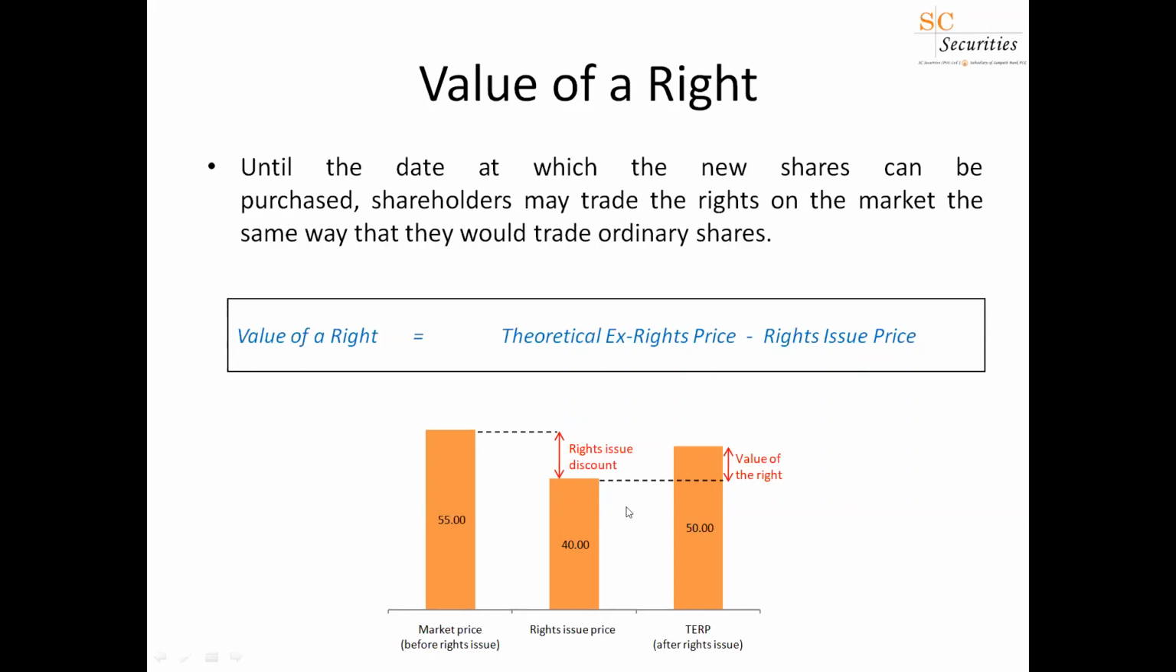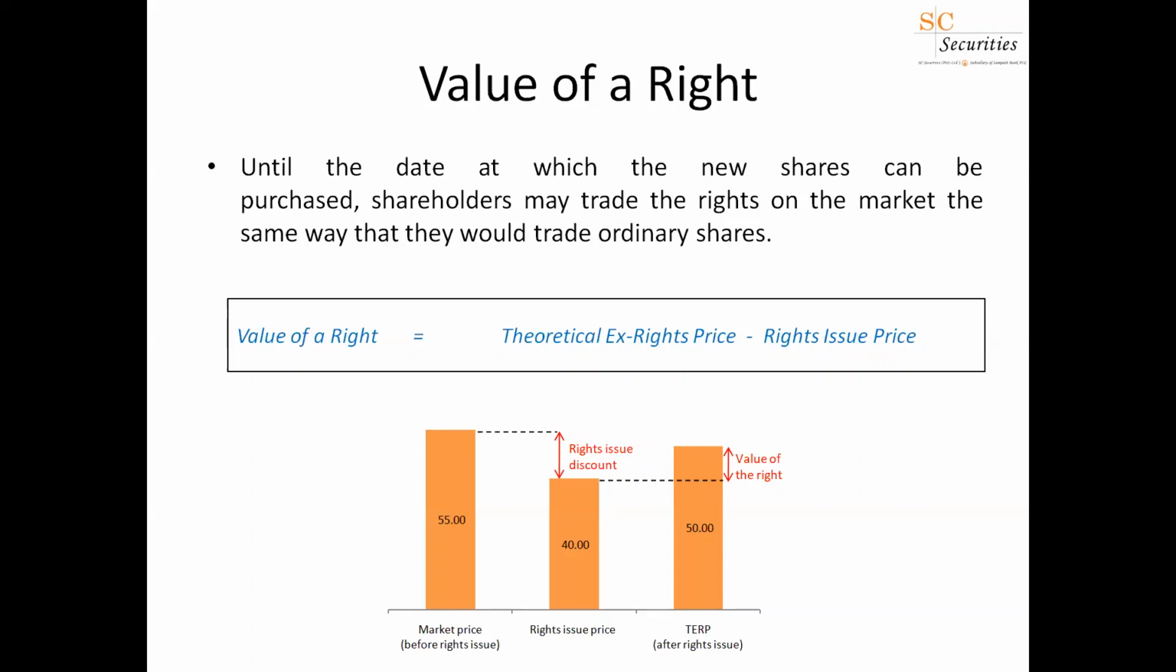But if the right is trading above 10 rupees, for example, we'll say it is trading at 15. So you pay 15 rupees and buy the right, whereas on top of that 15, you need to pay another 40. So your total cost would be 55. And theoretically, the price would drop to 50. Thereby, you lose 5 rupees. So in that scenario, you should not buy. The value of the right is overpriced, right?